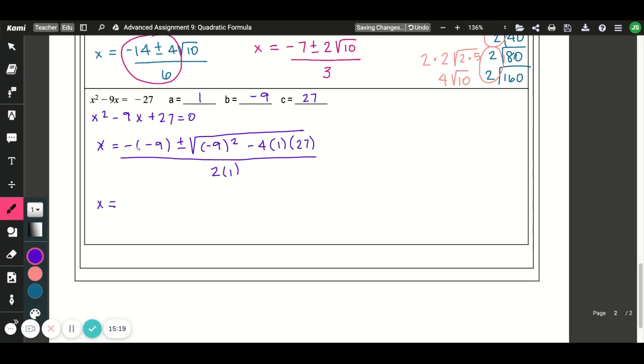Opposite of negative 9, or a negative and a negative, make that positive. Plus and minus the square root of, that will become positive 81, but this is going to still be negative, so I'm going to end up with a negative in here, and it's negative 27, all over 2.